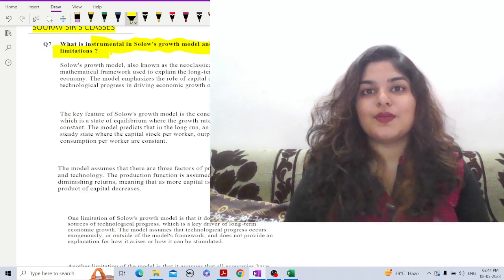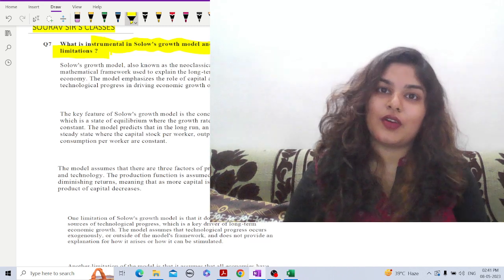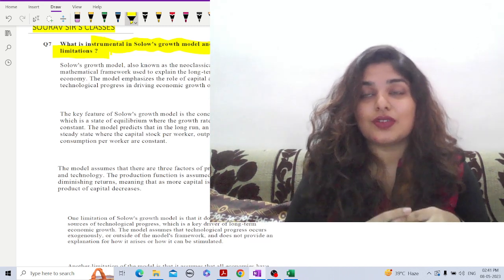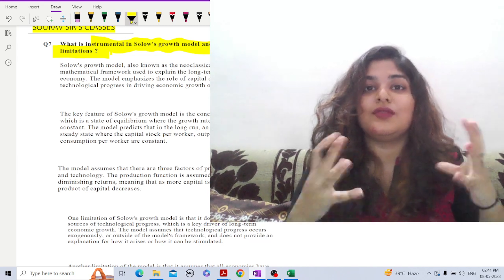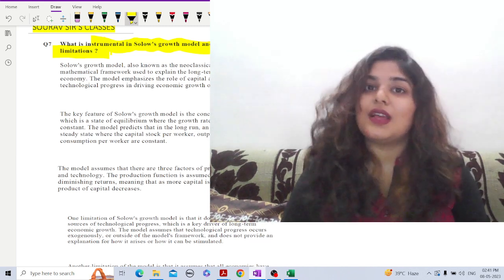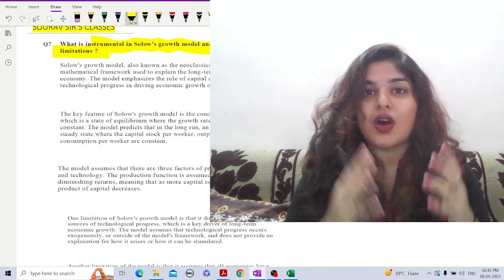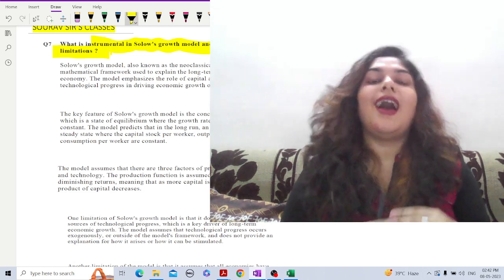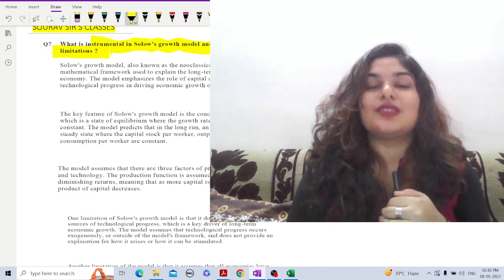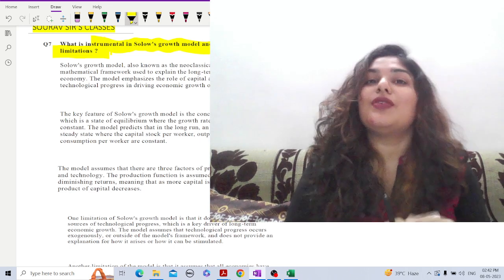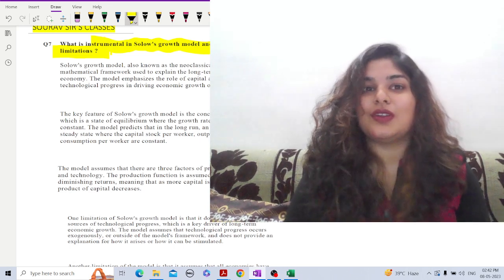The Solow growth model is basically an exogenous model, where we assume that technology is exogenously given and is not determined within the system. So this is one of the assumptions. Apart from that, the production function exhibits constant returns to scale and there is diminishing marginal productivity of capital. These are the few assumptions on which the Solow model is based.